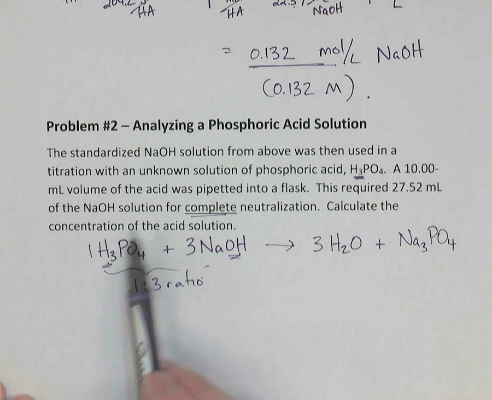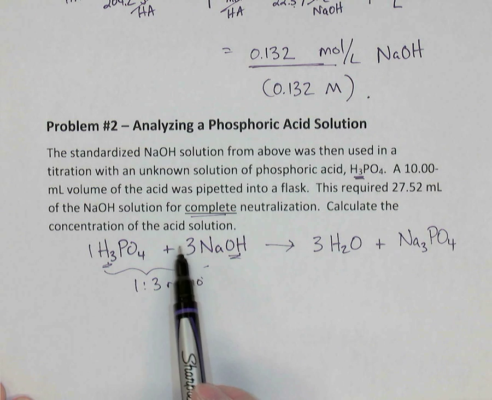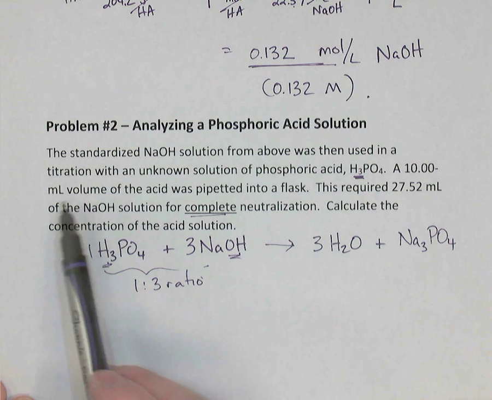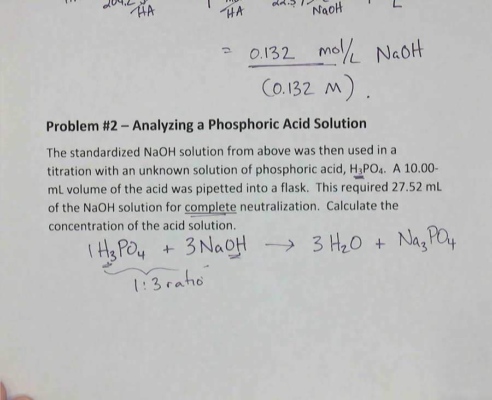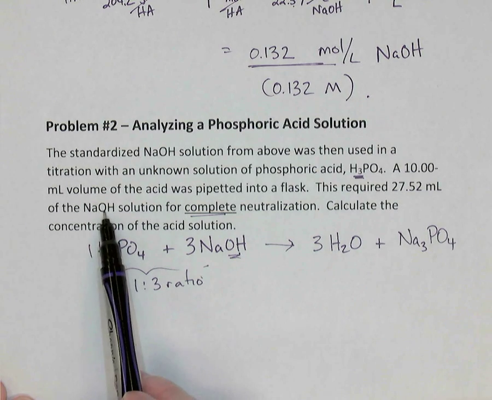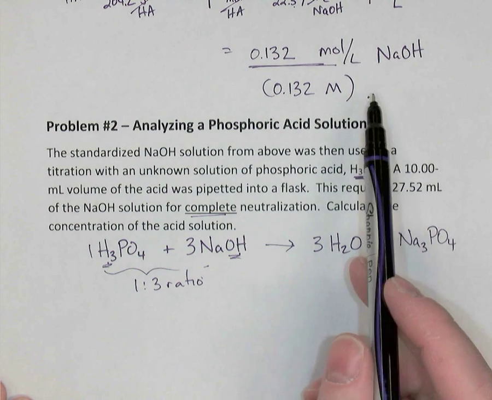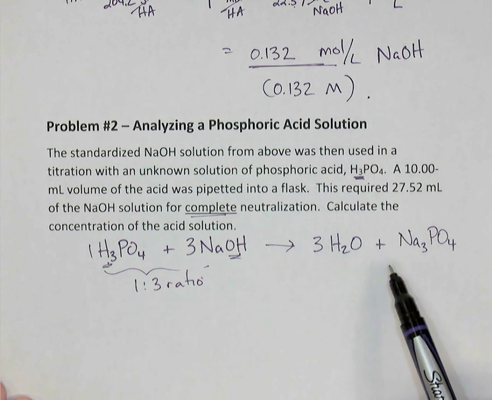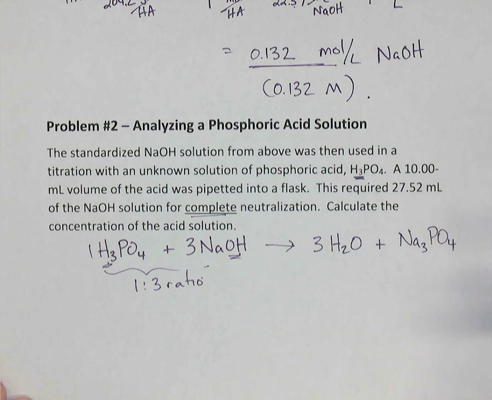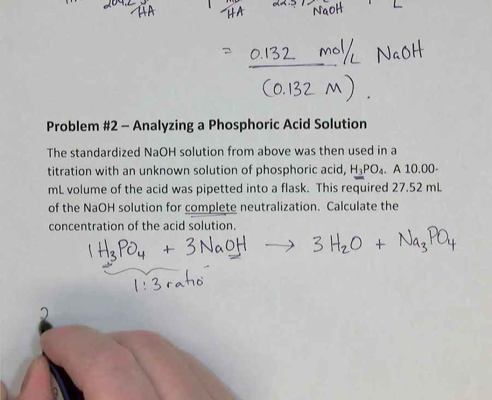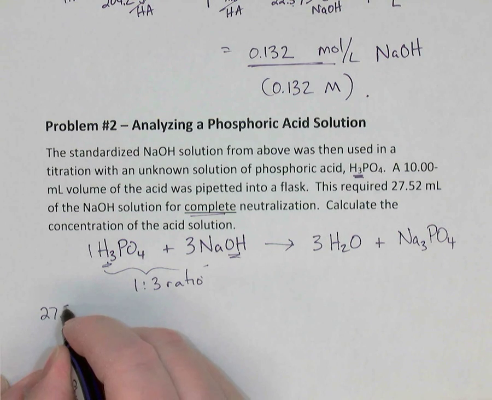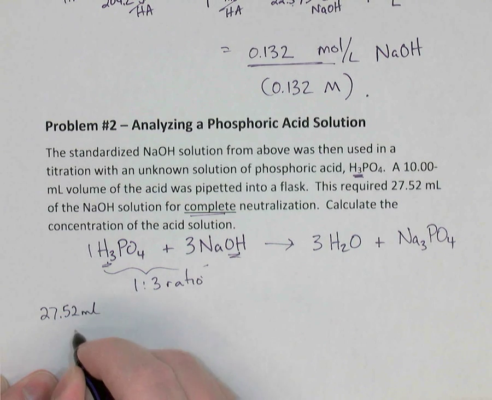We're trying to find the concentration of the acid. So I'm not going to start with the volume of acid. I'm going to use that at the very end. I'm going to start with the volume of the base. I know its concentration from above, so if I start with the volume of base, I can go somewhere with it. So 27.52 milliliters of the base.